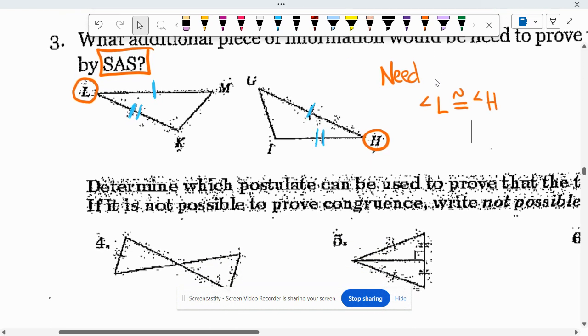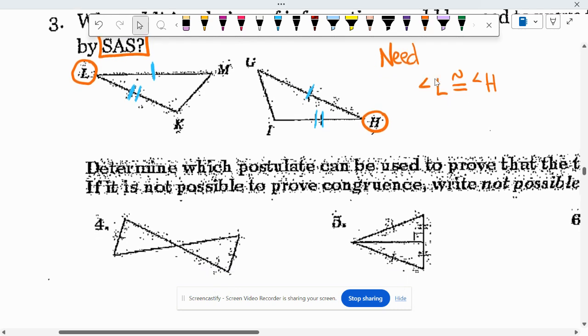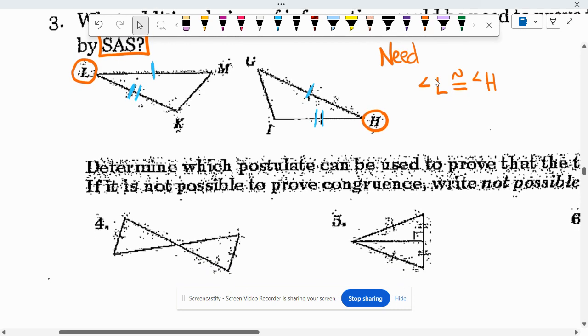So this says, God, this is a horrible copy. I have to just redo all these. It's because we don't have geometry books anymore, so they just get copied over and over.